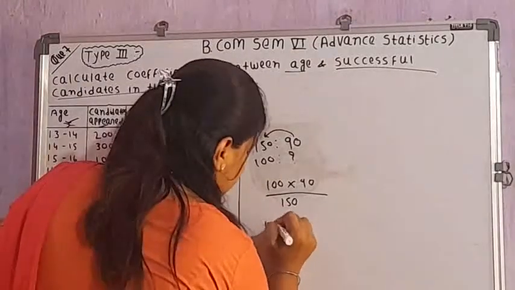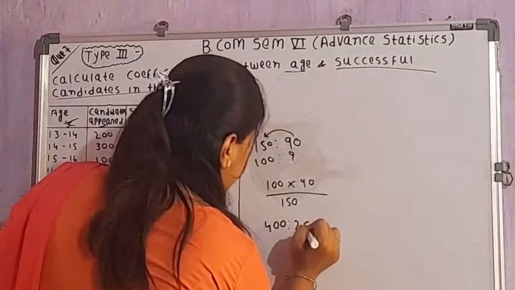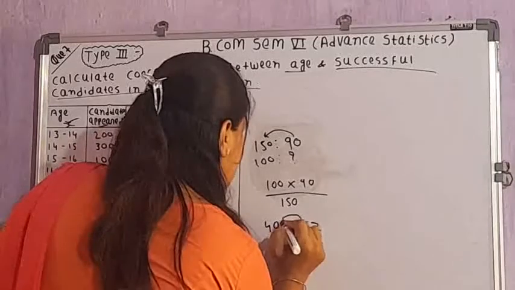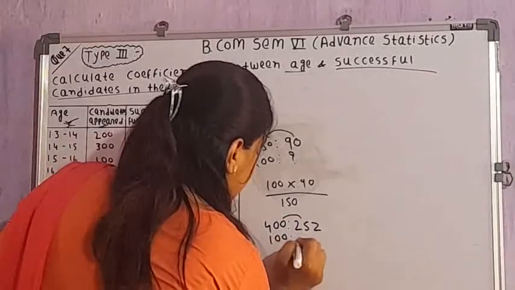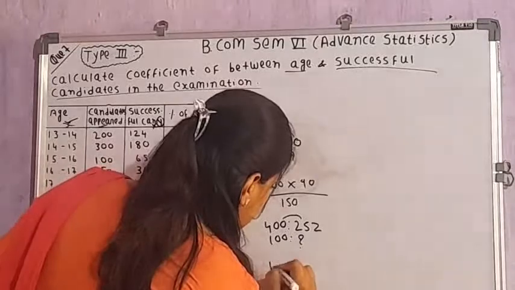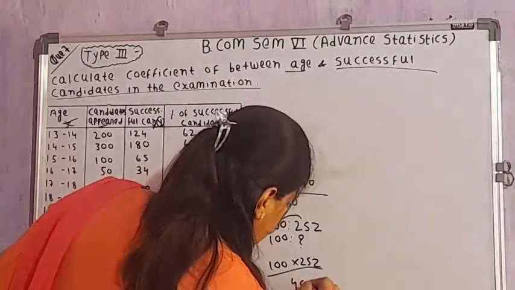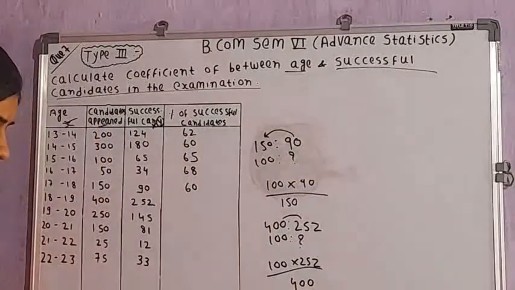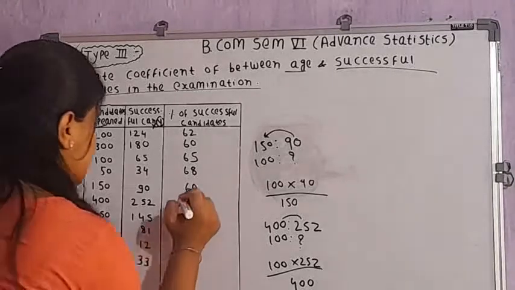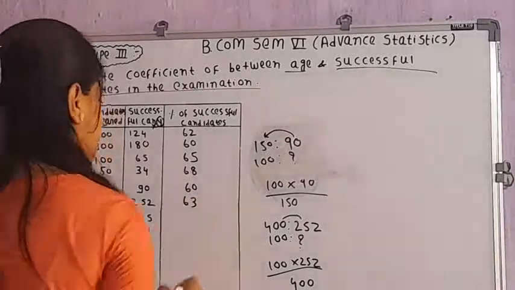Then for the next series, 400 students have appeared. Out of them, 252 have passed. 252 out of 400, how many out of 100? So again, it's 100 into 252 divided by 400. It will come to 63%. So we will write 63 over here.